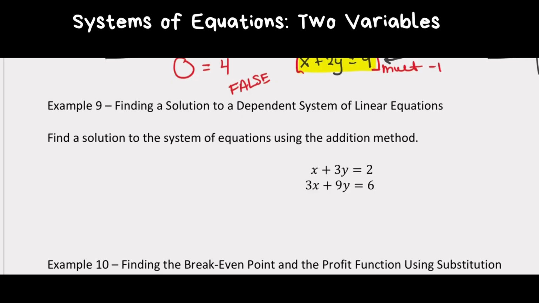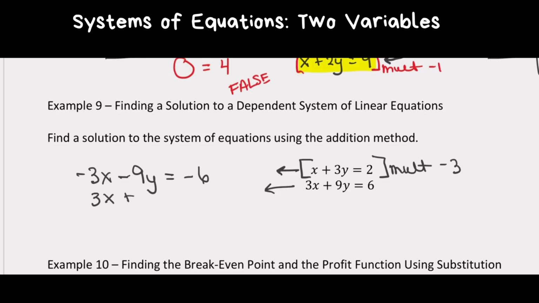This time, I am going to try to eliminate by adding the 2 together. So I think what I'm going to do is take this top one and multiply it by a -3. Okay, which will give me -3x minus 9y equals -6. The next equation I didn't touch: 3x plus 9y equals 6. And when we add these together, we get 0 equals 0.